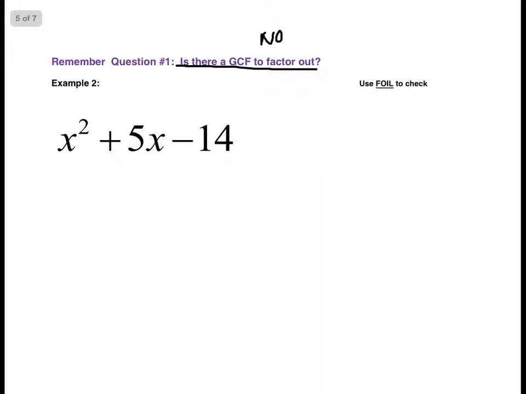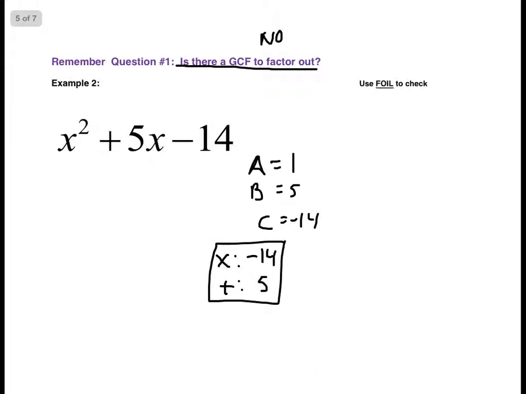Next, we have A is equal to 1, B is equal to 5, and C is equal to a negative 14. So we want to look for numbers that multiply to negative 14 and add to positive 5. That's what I'm looking for. Multiplies to negative 14 and adds to 5. So let me list my factors of negative 14. Now remember, a positive times a negative makes negative 14. So one has to be positive and one has to be negative.